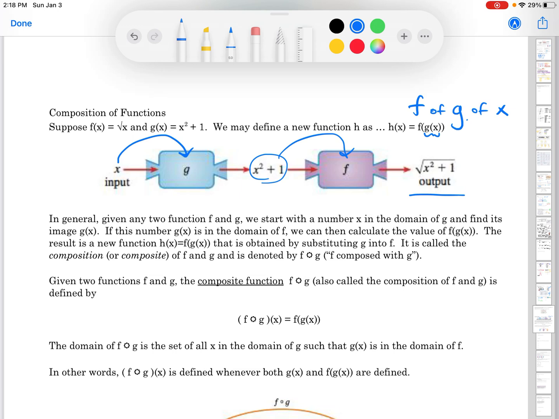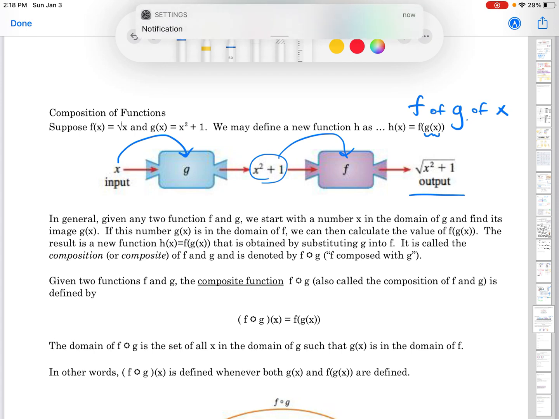In general, when we're given any two functions, f and g or whatever we want to call them, we start with a number x in the domain of g. So whatever we're putting in first has to be in that domain. And we're going to find its image, basically its output. If this number, whatever g of x is equal to, is also in the domain of f, then we can calculate f of g of x, because to put it into the function f of x, we need to make sure we're in the domain to begin with.